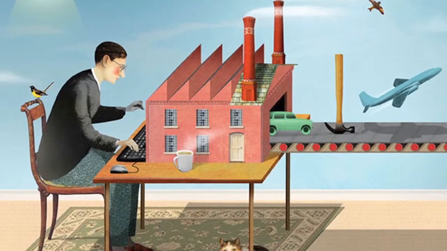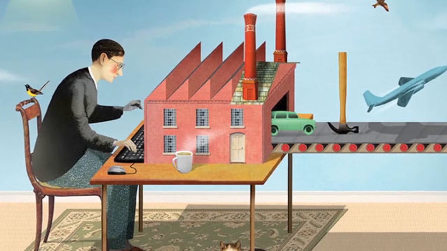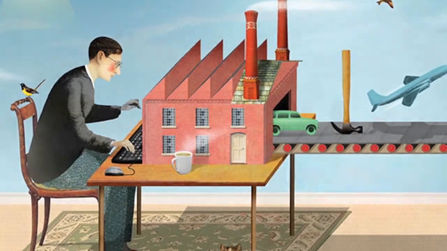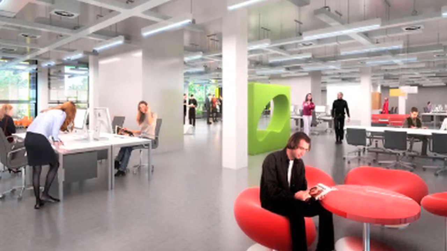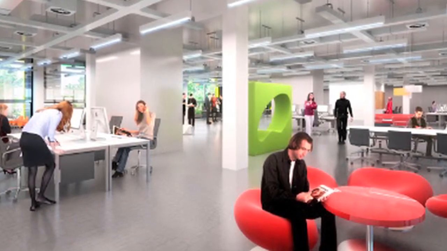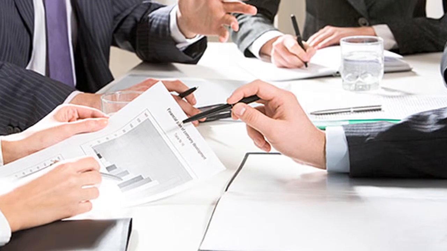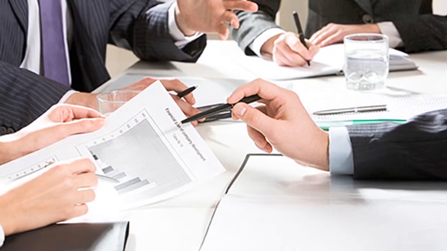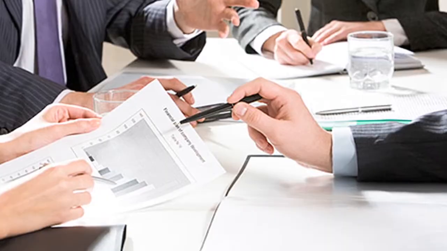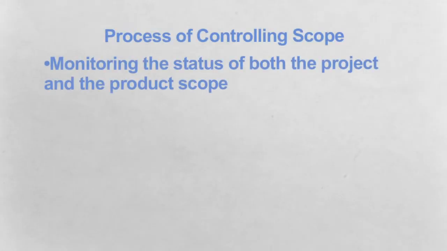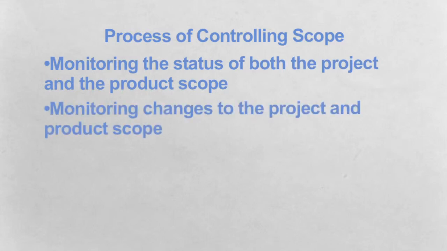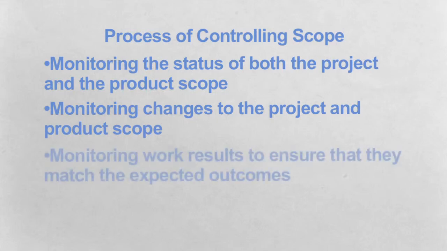Project scope describes the work that is required to produce the product, service, or result of the project. The broad product scope statement usually includes the product description, which describes the characteristics, features, and functionality of the product, service, or result. The process of controlling scope involves monitoring the status of both the project and the product scope, monitoring changes to the project and product scope, monitoring work results to ensure that they match the expected outcomes.